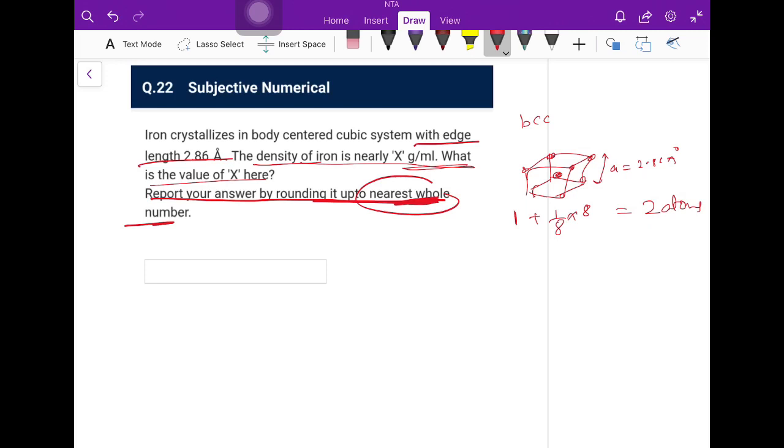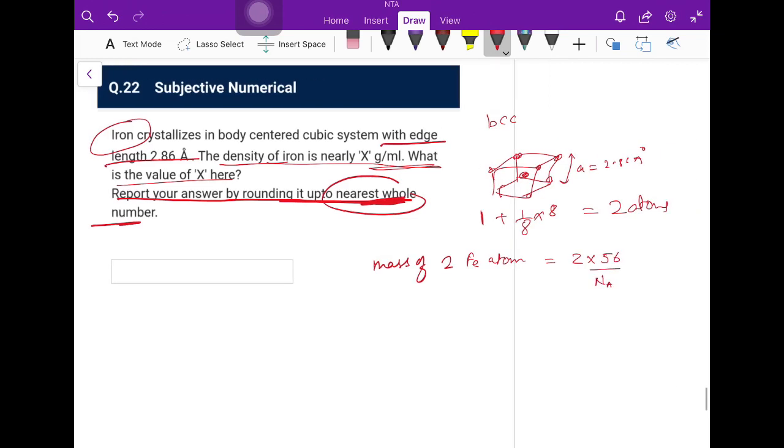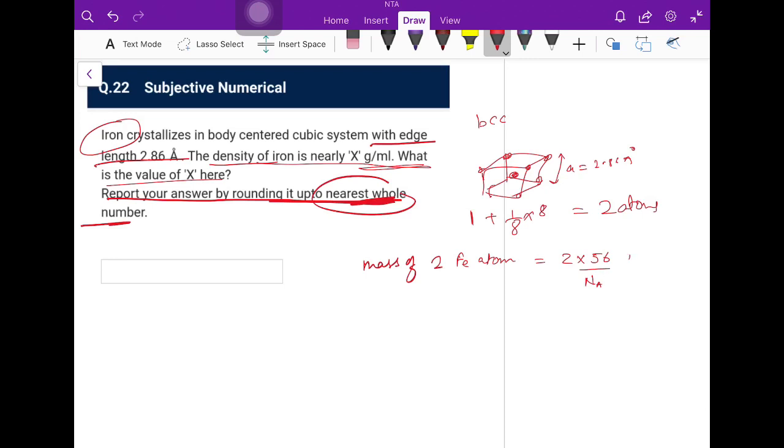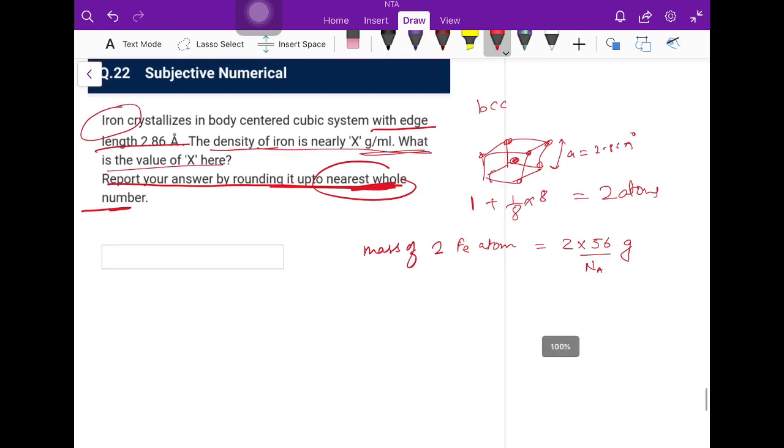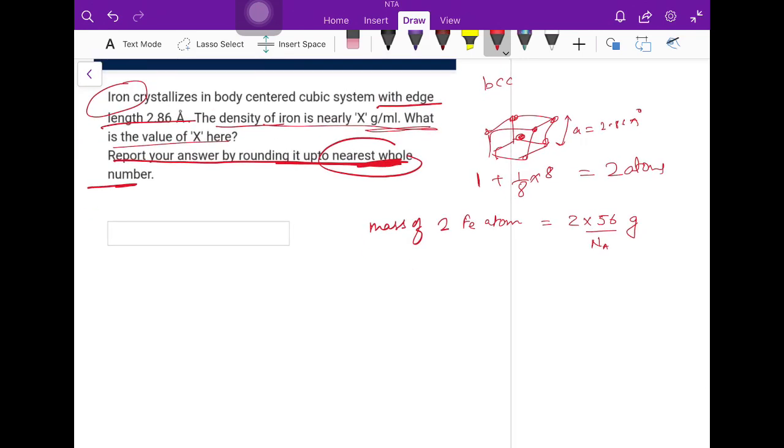So 2 atoms, mass of 2 iron atoms, iron crystallizes in this, so mass of 2 Fe atoms in gram is equal to 2 into 56 upon Na. See, they have not given us the values of mass of iron, so you will face some problem here. So this we know in gram. Now we need to find it in ml, that is centimeter cube, and the length is this.